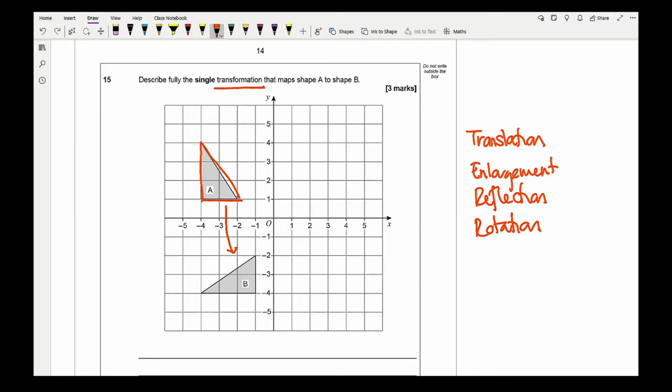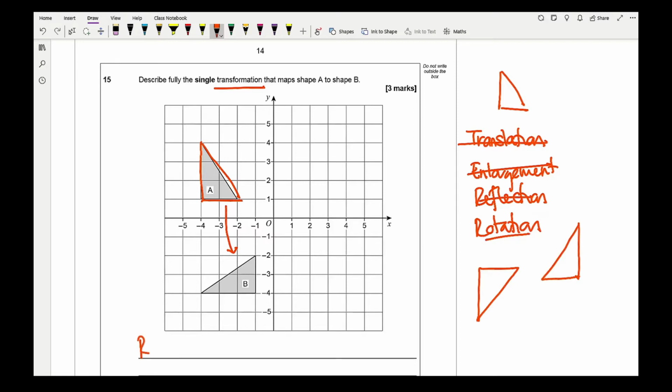In terms of translation, does shape B look exactly like shape A but in a different location? No, because it's been knocked on its side and it's fallen flat. So it's definitely not translation. Has the shape of A altered in any way? Has it got bigger or smaller? No, so it's definitely not an enlargement. Now, if it was a reflection, then shape B would either look like this or like this, and unfortunately B is neither of those. So the only one it can be is rotation.